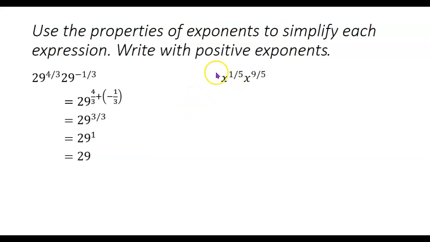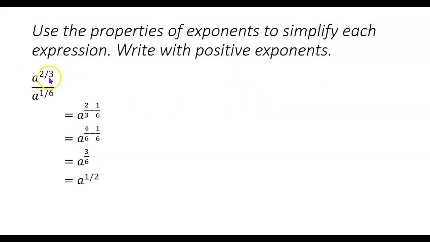Next example, what's x to the 1/5 power times x to the 9/5 power? Again, we add the exponents. So this is x to the 1/5 plus 9/5, which is x to the 10/5 power. But 10/5, 10 over 5, is really just 2. So this is x to the 2 power, x squared.